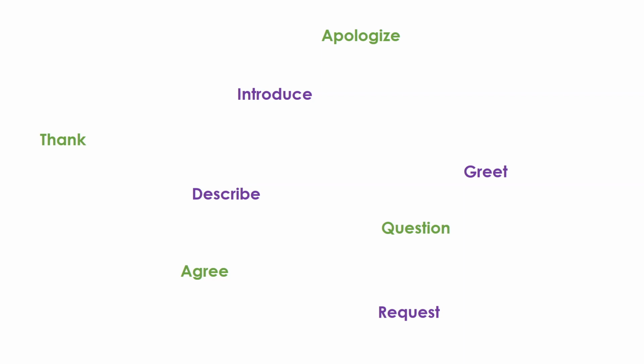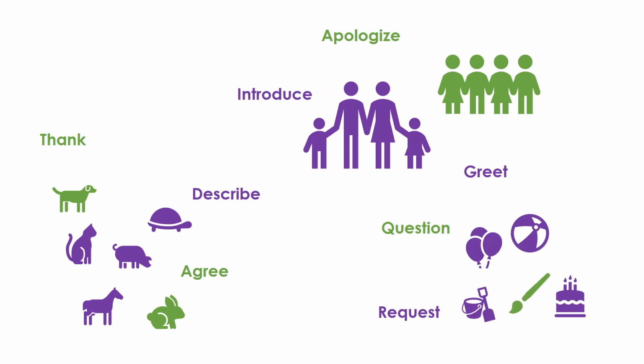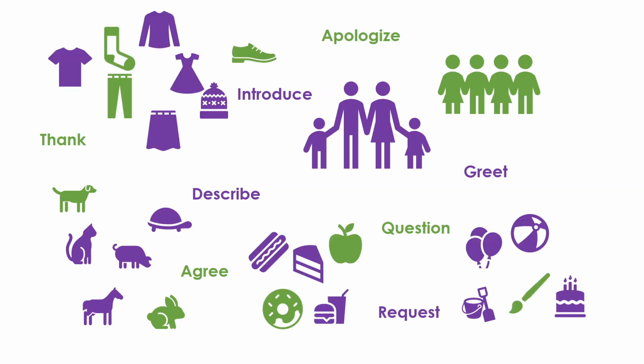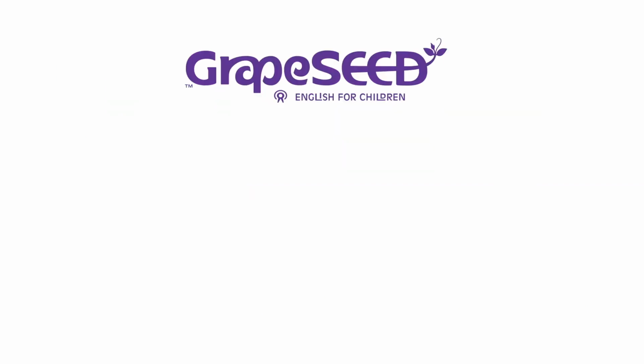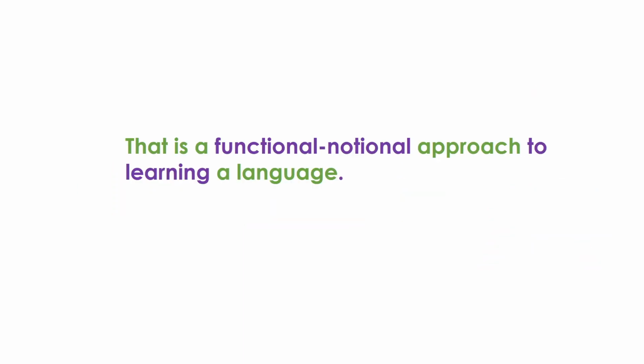GrapeSEED has structured its curriculum around many functions, such as introductions, greetings, requests, questions, and integrated them with the notions that students are familiar with. For example, family and friends, animals, games, clothing, food, and many more. In GrapeSEED, these functions and notions are taught in stories, writing activities, videos, songs, and different teaching activities. That is a functional notional approach to learning a language.